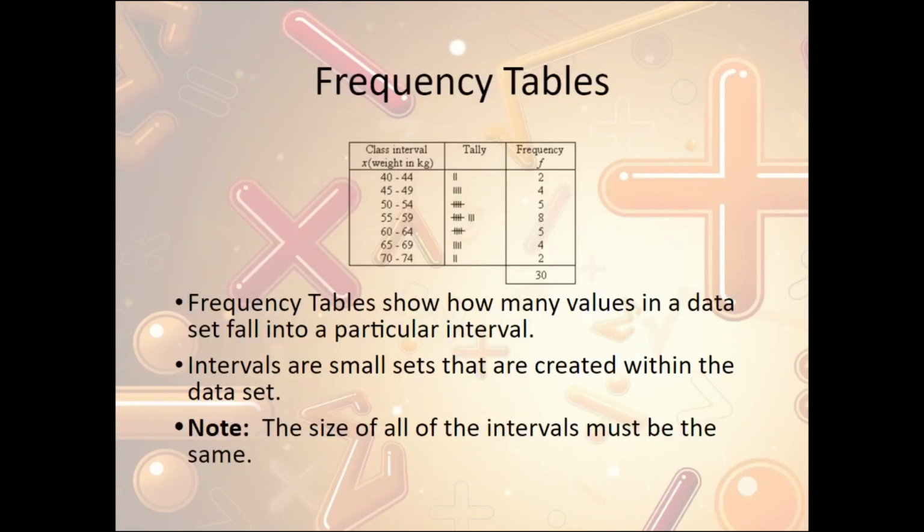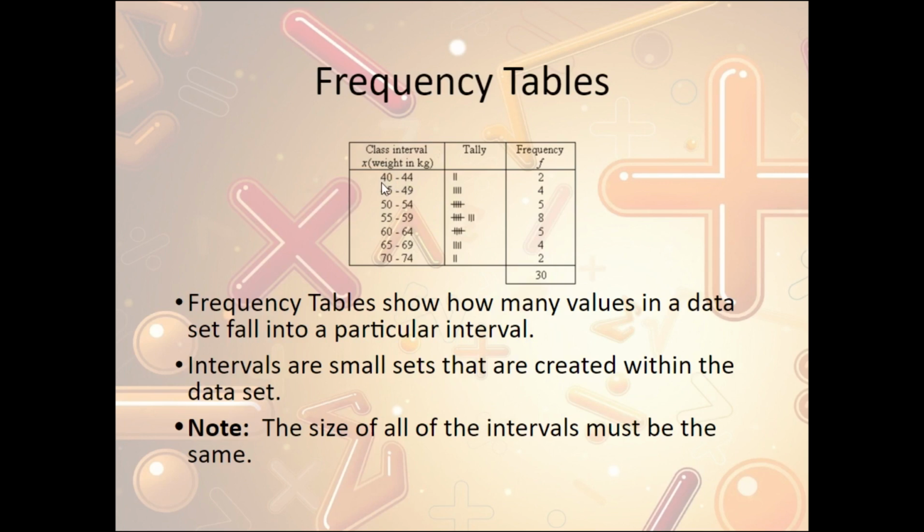Now let's take a look at frequency tables. Frequency tables show how many values in the data set fall within a particular interval. Intervals are small sets that are created within the data set. Notice that when we create a frequency table, all the intervals must be the same size. So we can't have an interval that goes from 0 to 10 and then from 11 to 55. That doesn't work. So this is what a frequency table looks like.